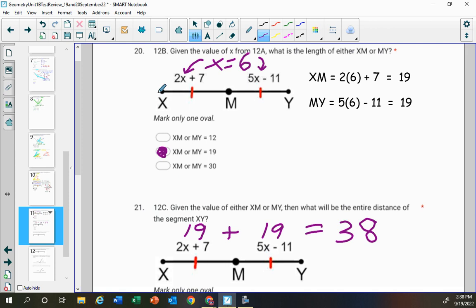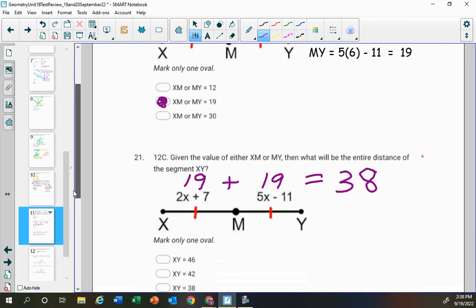So 19 for 12B, 38 for 12C. You got your first part, you know the second, add them up. Bingo. Done. Questions on these two problems? If you're not sure, say something. You need to tell me.